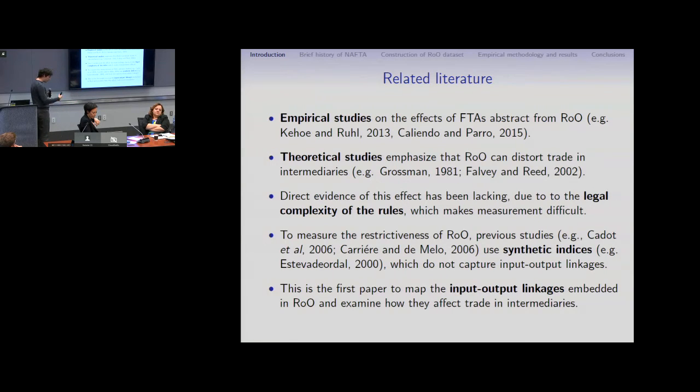Why? Because from a legal point of view, it's very complex to come up with measures that have empirical content, so we can run our regressions. There have been some papers trying to construct indexes, trying to measure the strength of these rules of origin. To the best of our knowledge, we are the first to construct a clean measure that links inputs and outputs through rules of origin.